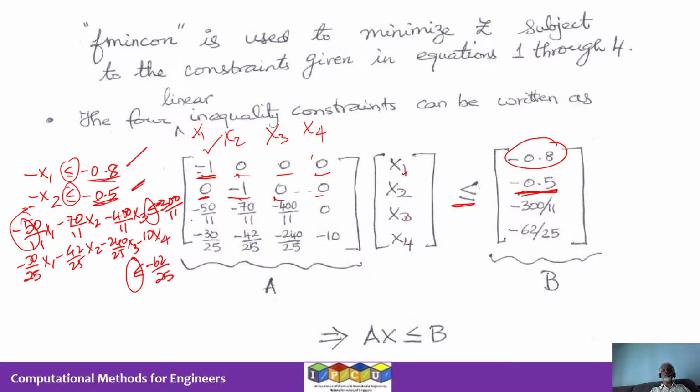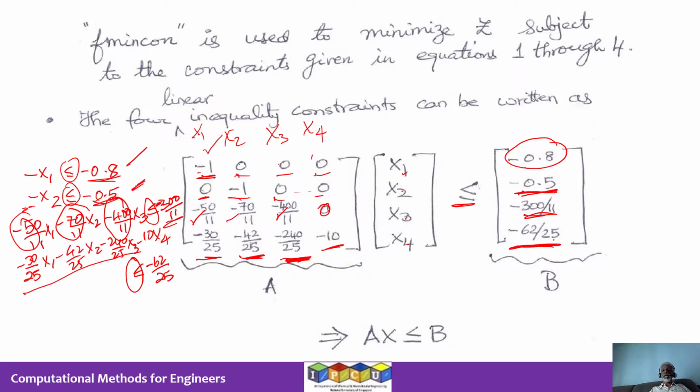Minus 50 by 11, minus 70 by 11, minus 400 by 11 for the x3 coefficient, and there is no x4 in the third equation, so it's 0. The right hand side is minus 300 by 11. And the last inequality is minus 30 by 25 x1 minus 42 by 25 x2 minus 240 by 25 x3 minus 10 x4 less than or equal to minus 62 by 25.